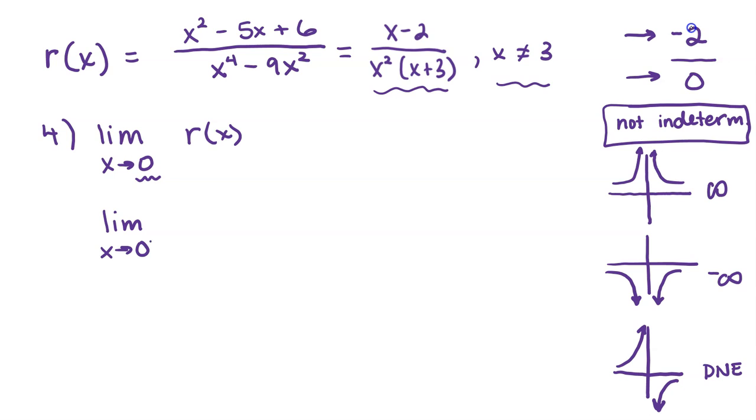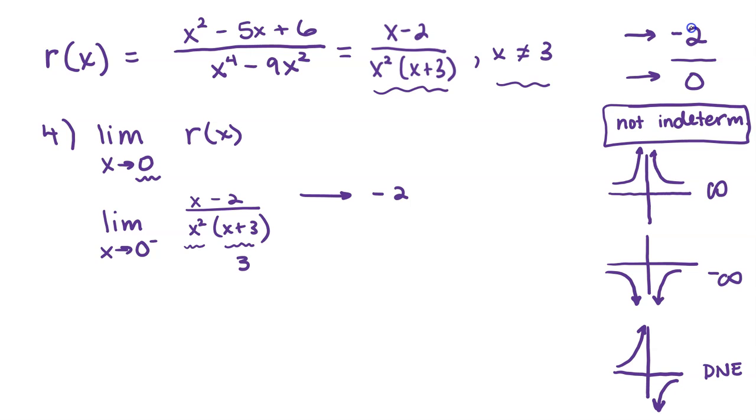So, limit as x heads to 0 from the left of (x minus 2) over x squared times (x plus 3). Well, the top, as x heads to 0 from either side, is definitely going to be negative because when we're close to 0, the -2 is going to dominate. So the top is going to be -2. This expression, when x is heading to 0, is heading towards 3.